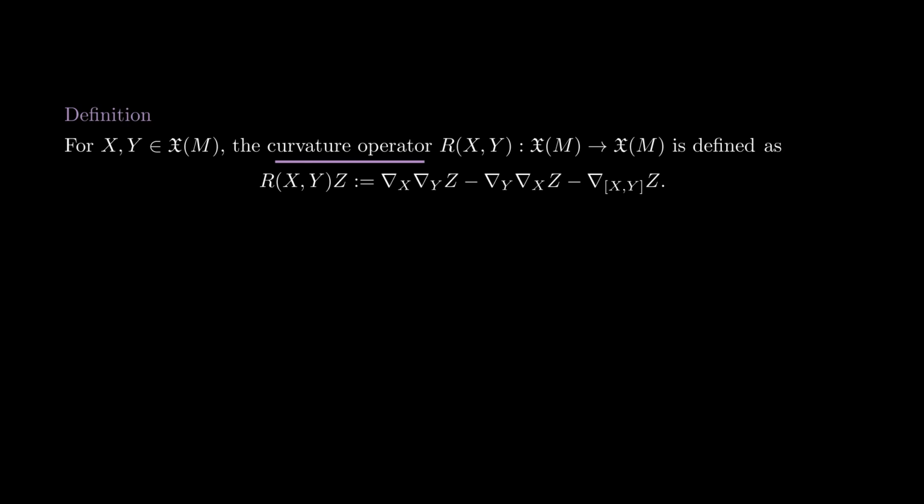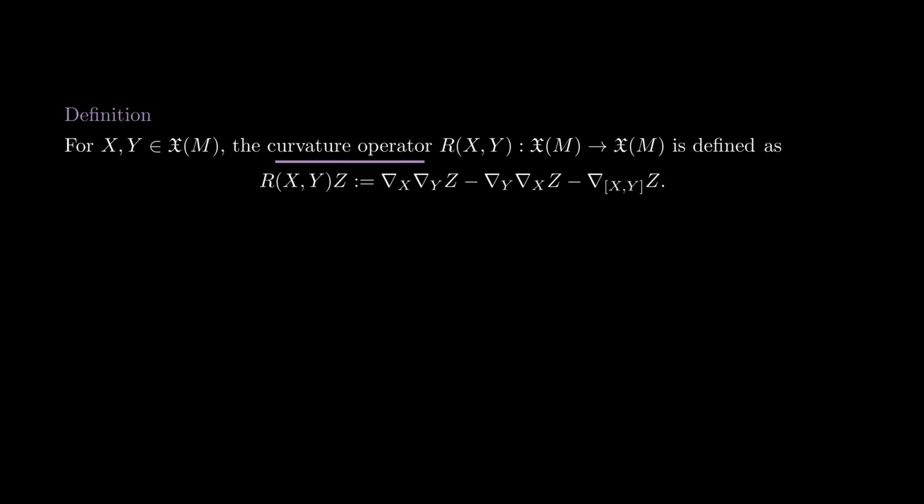In a Riemannian manifold, if we have two vector fields x and y, the curvature operator of x and y is going to be the linear map from the set of vector fields to itself given by this formula. It is the commutator of the nablas minus nabla of the commutator. The derivative first in the direction of y and then in the direction of x, minus the one in the reverse order, and minus the derivative in the direction of the Lie bracket.